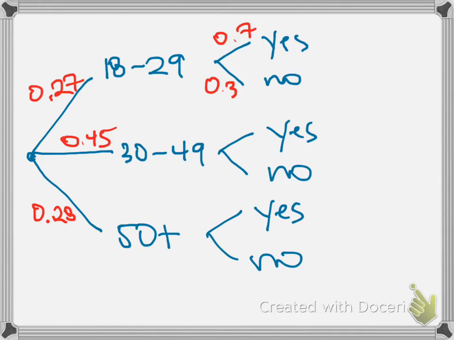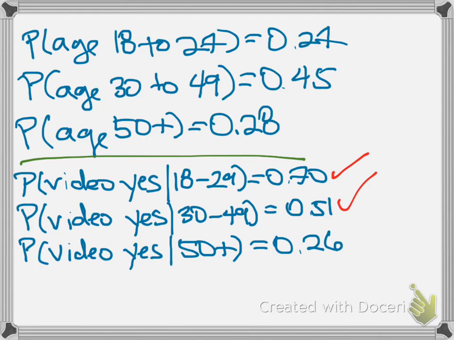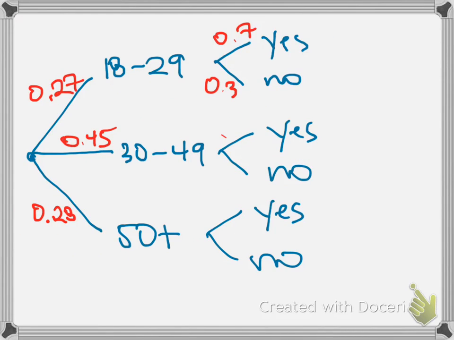And then for the 30 to 49-year-olds, 51% of them, I think it was 51, right? Yep. 51% of them said yes, we visit video sharing sites, which means 49% of them said no. And then for our over 50 crowd, we've got 26% who said yes, which means 74% said no.